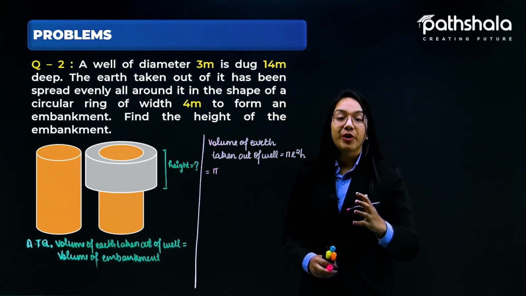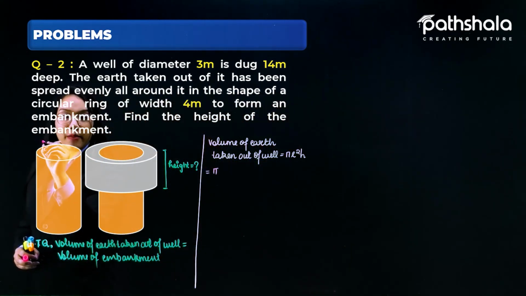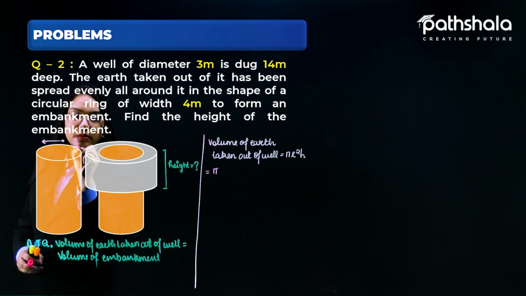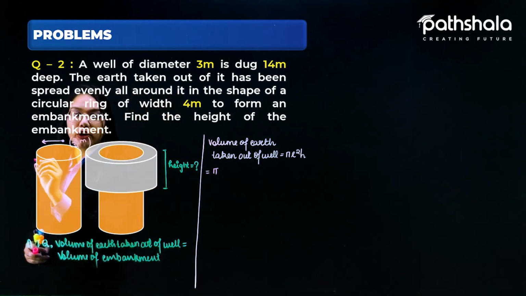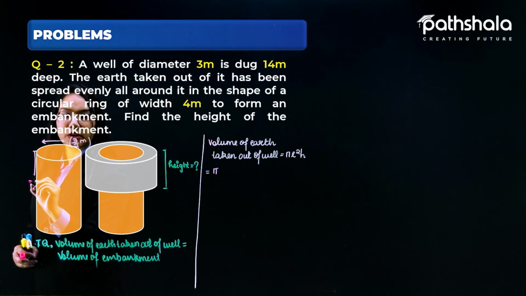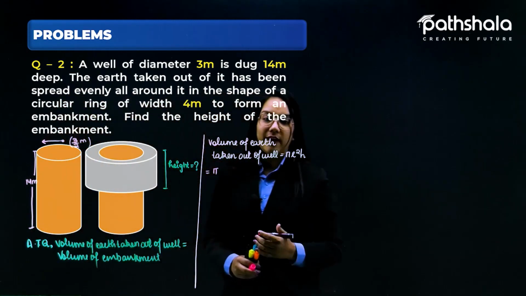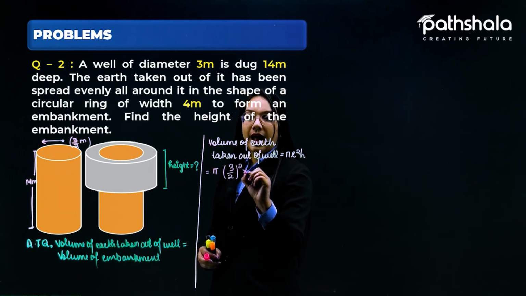Let us keep the pi as it is, and we have r square. What is the radius of this particular well? As you can see, the diameter is given to us as 3 meters. If the diameter is 3 meters, it means the radius is 3 by 2 meters. Furthermore, the height is given to us as 14 meters. So let's plug in all the values over here. The radius is 3 by 2, this is 3 by 2 whole square, and the height is 14.